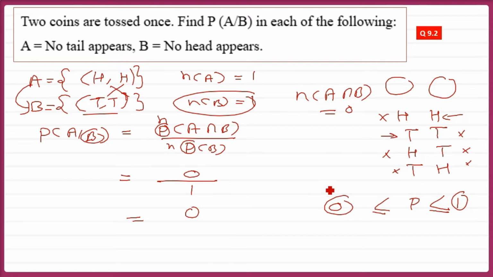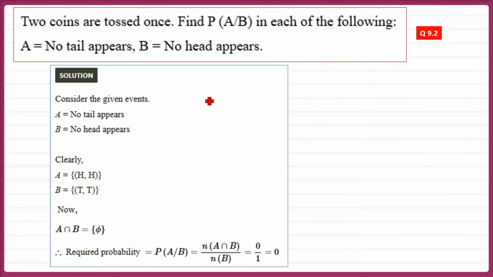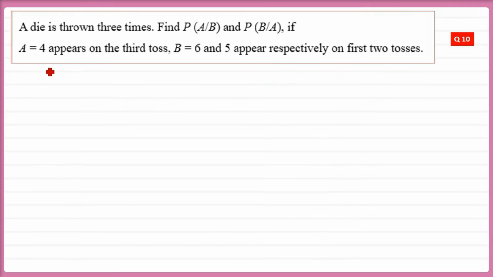Previous question it was 1, this question it is 0. Again, please write the sample space. Now A intersection B, I told you what has come, but you have to write it as 0. 0 means nothing. Nothing is also something, because nothing is, there is nothing. So it's 0. 0 is also a value.